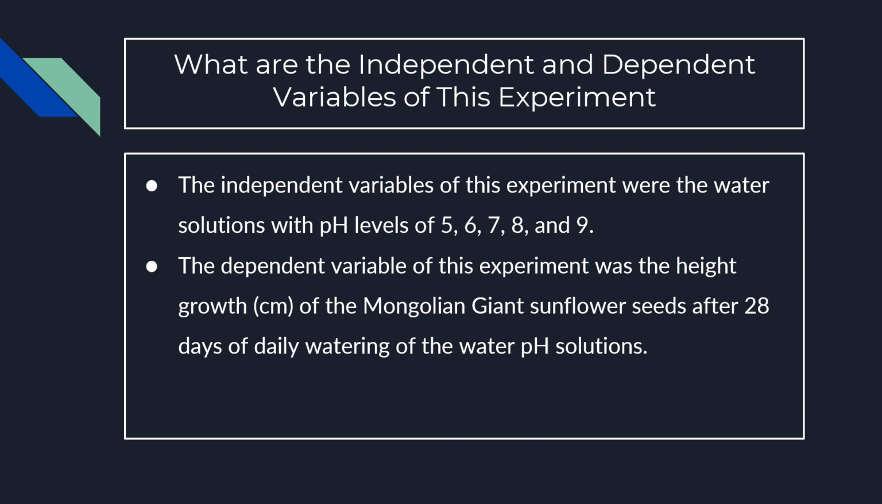So the independent variable of this experiment was the water solutions with pH levels 5, 6, 7, 8, and 9, and the dependent variable of this experiment was the height growth of each of the Mongolian giant sunflower seeds after 28 days of watering the plants daily.